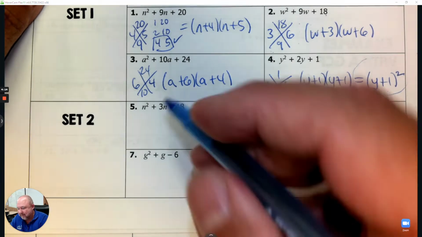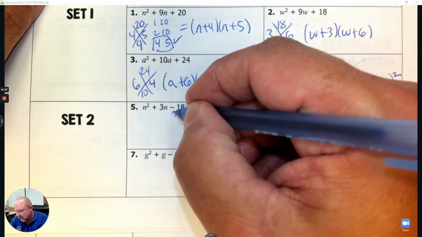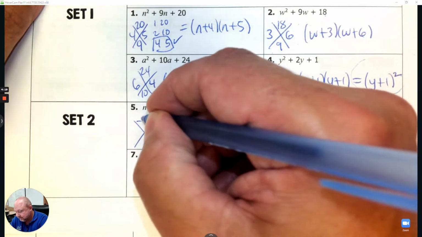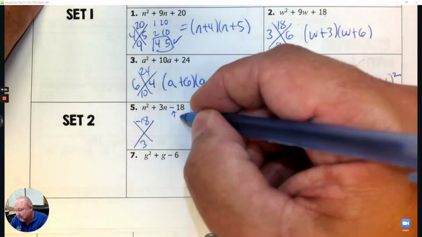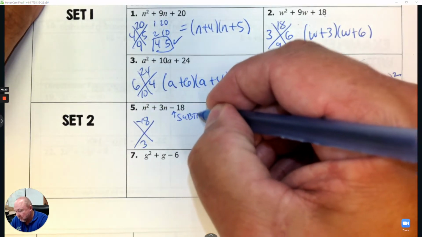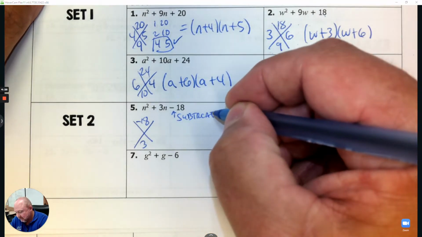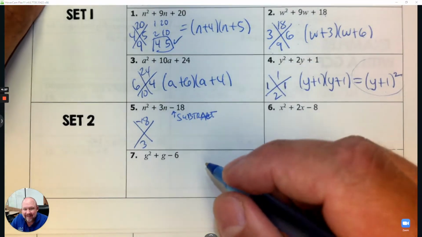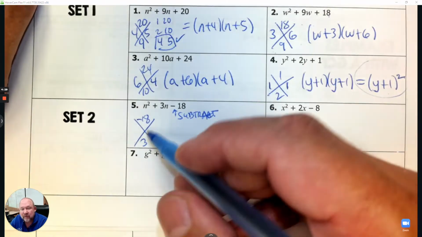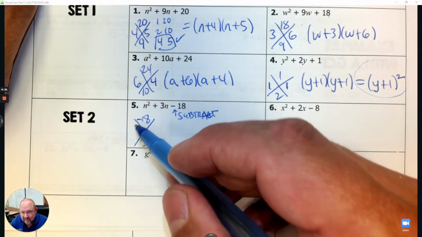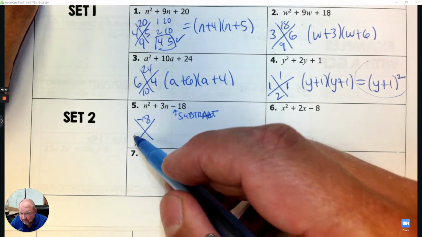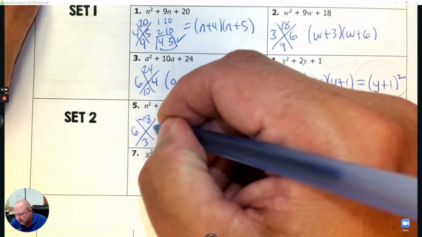All right, so what happens when this number is negative? So I'm going to tell you. When that number is negative, you are going to subtract. Did I spell it right? Subtract instead of add the two numbers. So what are two numbers that multiply to 18 and the same two numbers subtract to 3? Those two numbers are 6 and 3.